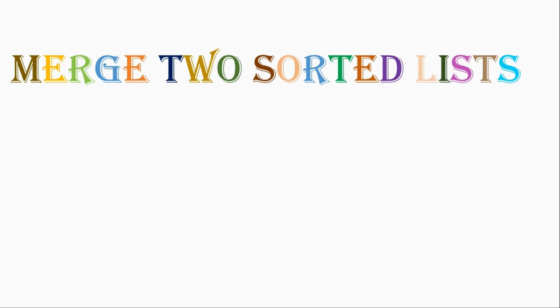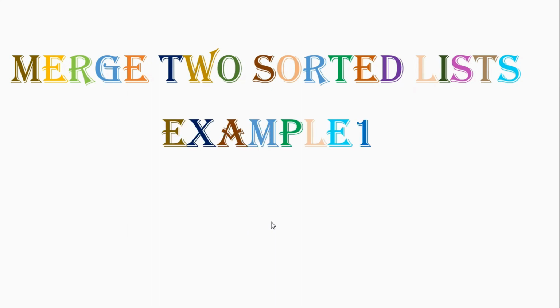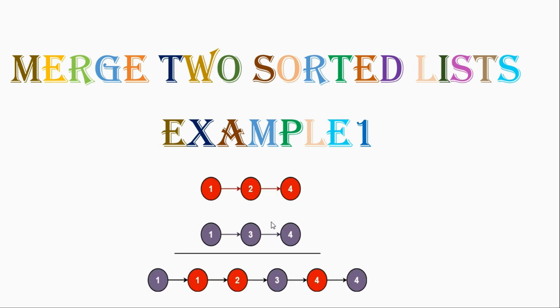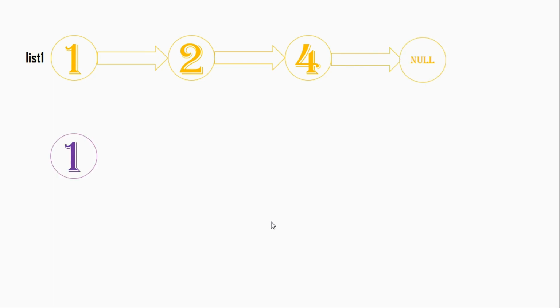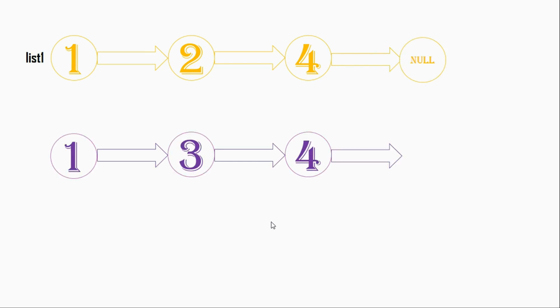Guys, in this question, two sorted lists are given. Merge these two sorted lists and return it in sorted order. Consider one example. 1, 2, 4, null is list 1 and another list 1, 3, 4, null. This is list 2. We are taking two pointers.